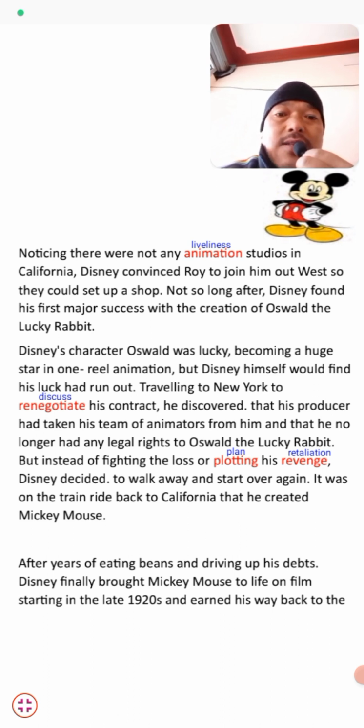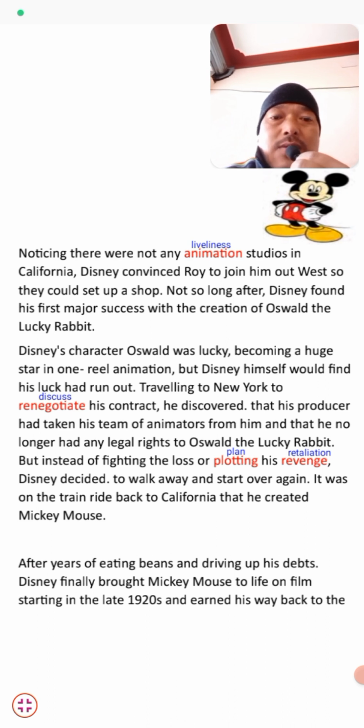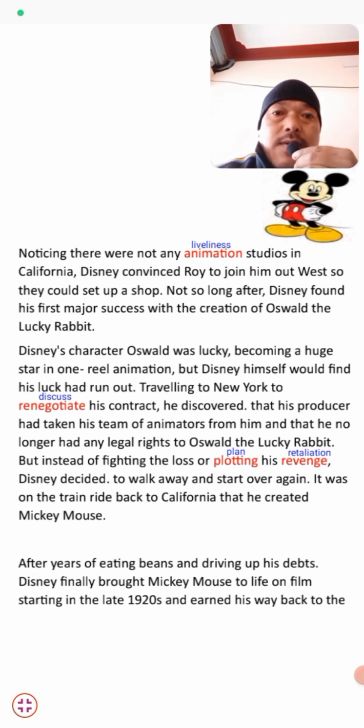He discovered that his producer had taken his team of animators from him, and that he no longer had any legal rights to Oswald the Lucky Rabbit. When he traveled to New York to discuss his contract, he found that his producer had taken all of his animators, and he no longer had any legal rights to Oswald the Lucky Rabbit.